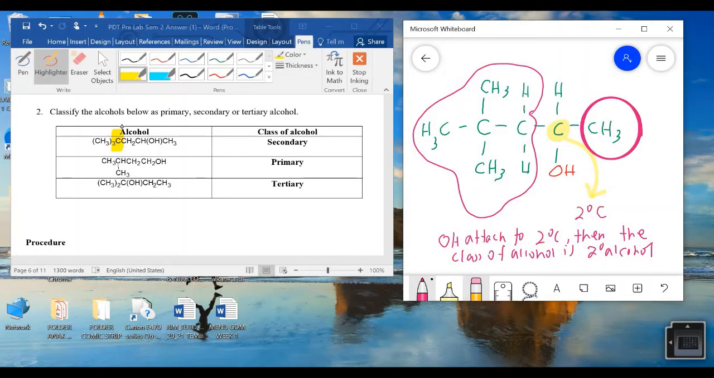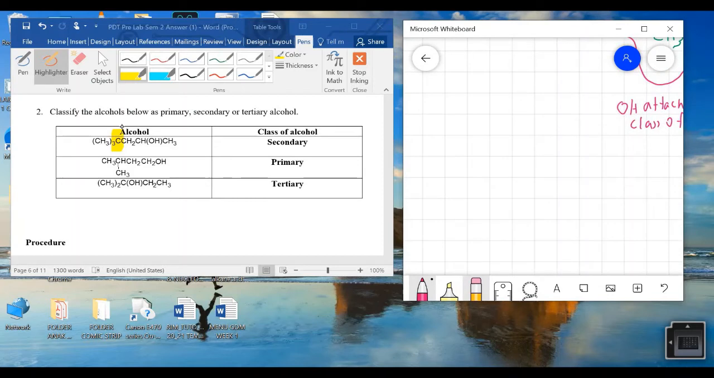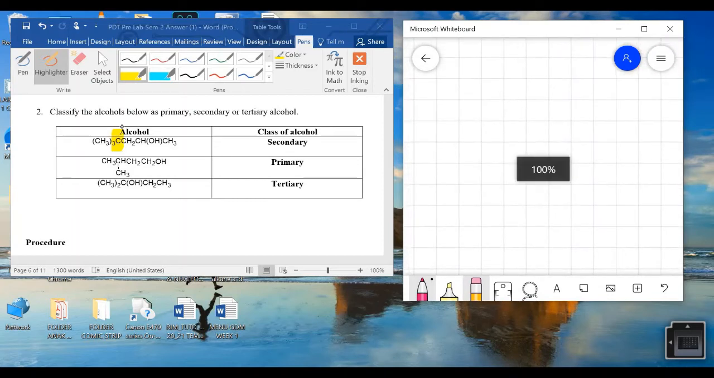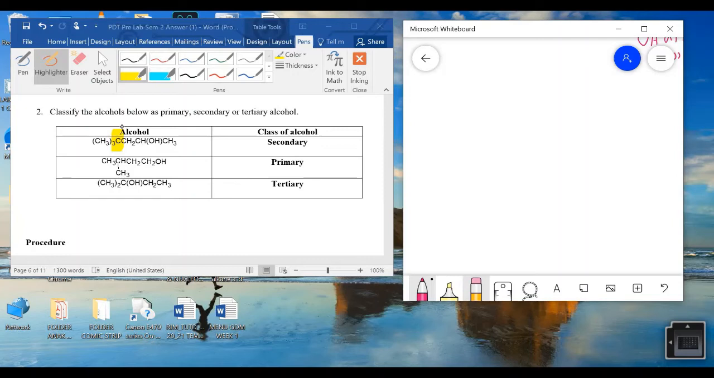Alright. So bila you tak nampak compound tersebut dalam bentuk condensed, expandkan that structure. Bila you expandkan that structure, then baru you nampak berapa alkyl group attach kepada wanted carbon yang pegang OH tu. So yang second tu adalah primary, yang third tu adalah tertiary alcohol. Yang primary tu senang saja kan, kita boleh nampak. Nak kena tunjuk juga ke? So I tunjuklah untuk yang primary tu juga ya. Kita buat sekali lah.